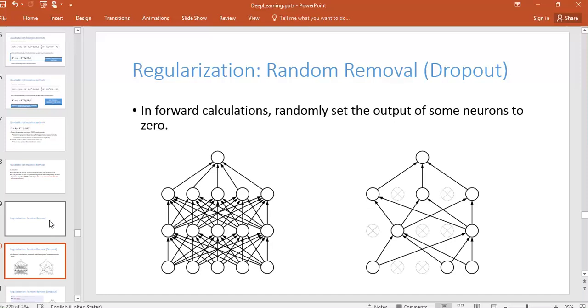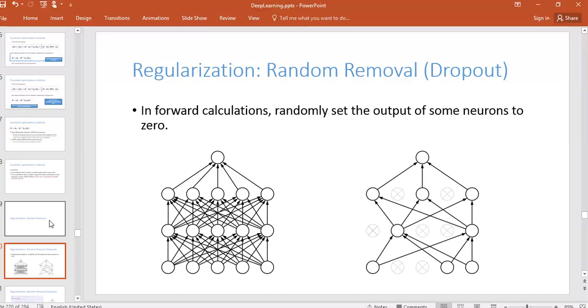Another method that is used in deep learning for this purpose is random removal, or dropout. Consider this network. We multiply the inputs in each layer by the weights and then apply a nonlinear function on them. The idea of the dropout method is that during train, in the forward stage, after calculating the output of the hidden layers, we randomly select p% of the outputs and consider them as 0. We repeat this in all hidden layers.